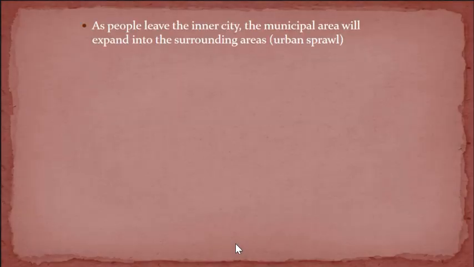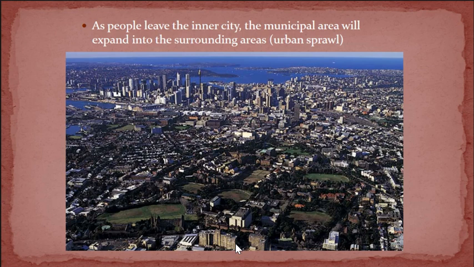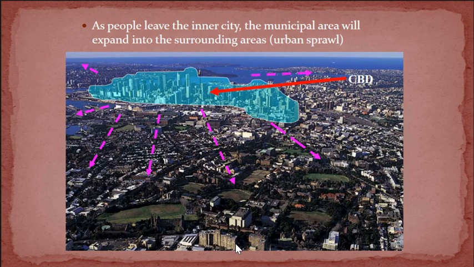So, as people leave the inner city, the municipal area is going to expand into the surrounding areas. And what we're talking about here is urban sprawl. So if you take this city that we have right here, you can see that this is the central business district, right? We'll highlight that. And then over time, people start moving out into areas. It starts out closer, and then they start getting farther and farther and farther away until you just have this sprawl. And sprawl is something we're going to talk about later because it's its own problem, right?